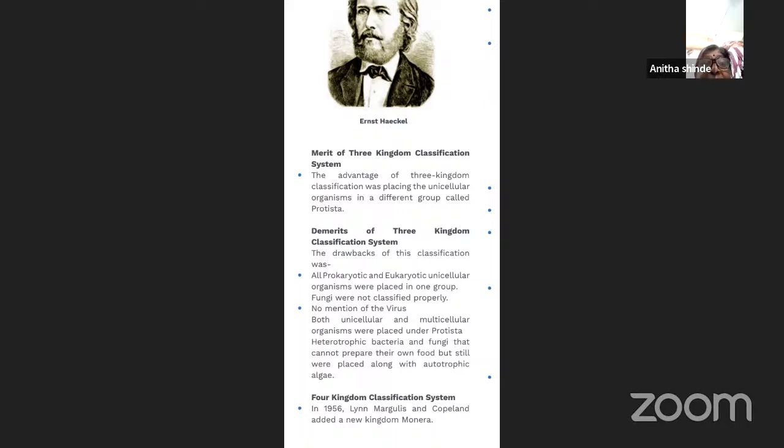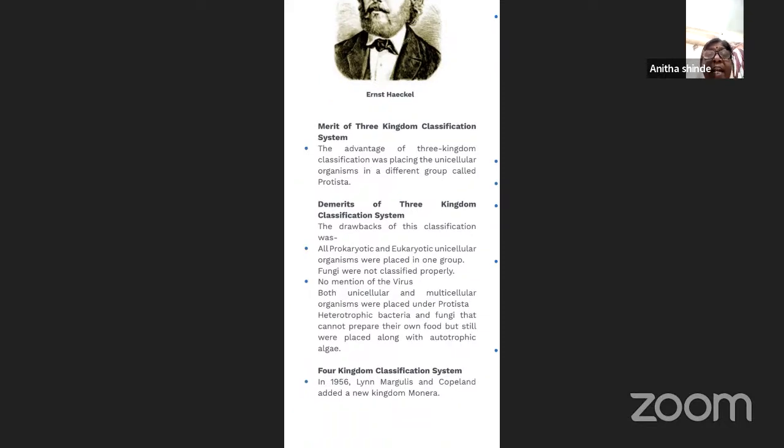Okay. Now coming to demerits. Now what are the demerits? The drawbacks of his classification were, all prokaryotic as well as eukaryotic unicellular organisms were placed in one group. Okay, no doubt, prokaryotic almost are unicellular, and eukaryotic unicellular also will be there, but he placed them in one group. But when we know the differences between prokaryotic and eukaryotic, we cannot put them in one group. Though they may be unicellular, there are certain characteristic features which are totally different in prokaryotes as well as in the eukaryotes. So that is their argument.